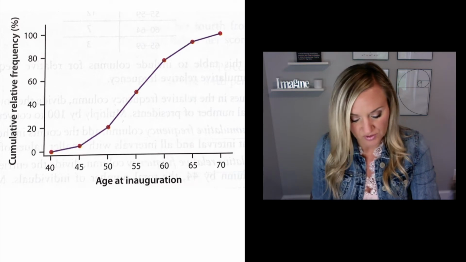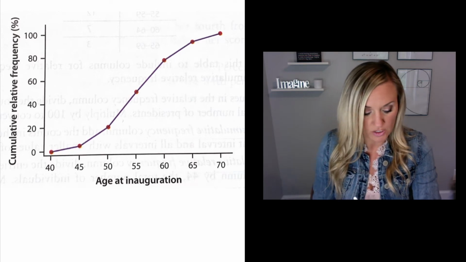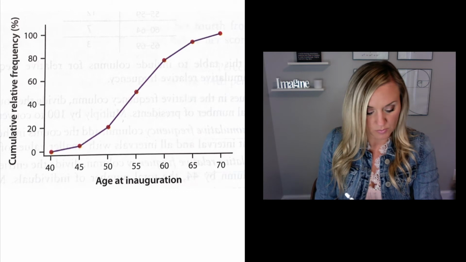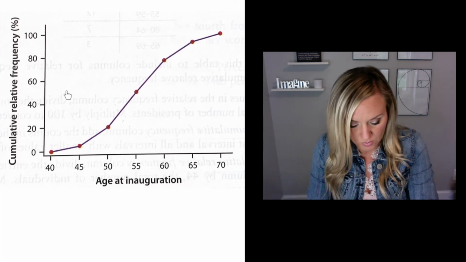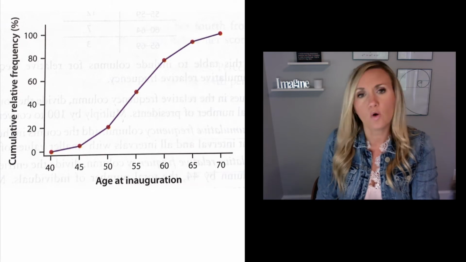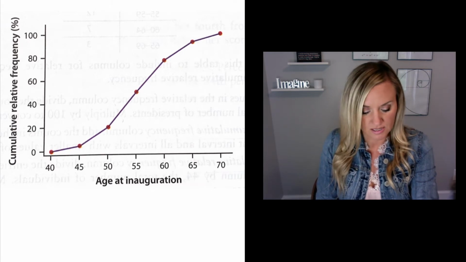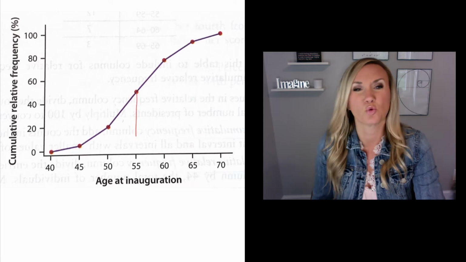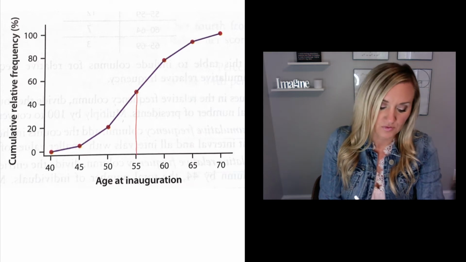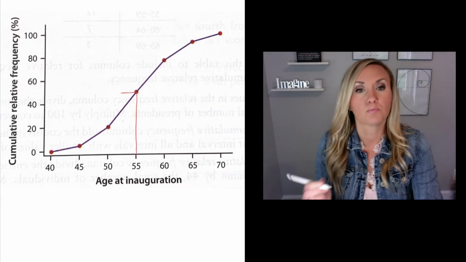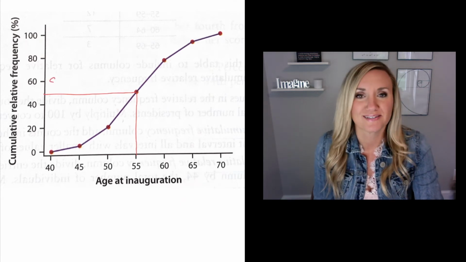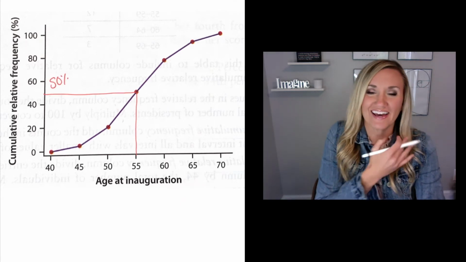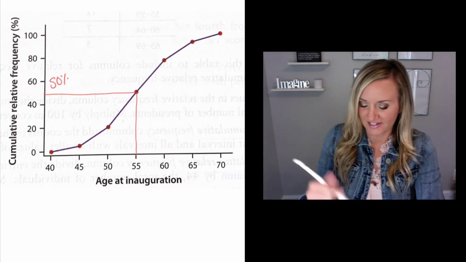You could go to 55, look up here and draw it over, and that would tell you the percentile in which the presidents were 55 when they took office. You'll want to start getting into the habit of drawing something like this. So maybe the 50th percentile would be when presidents are inaugurated at that age. That's an example of percentiles.